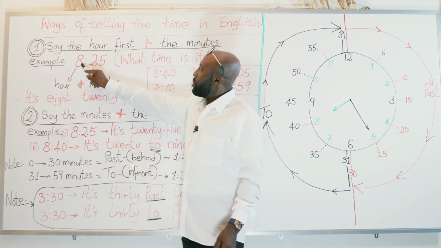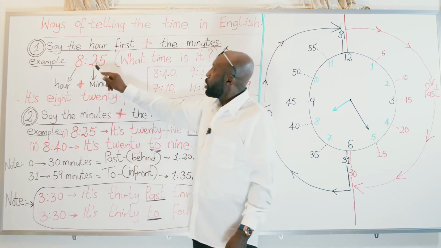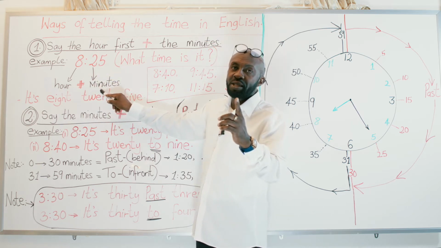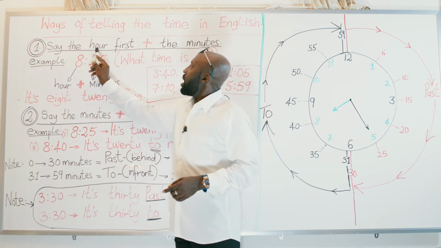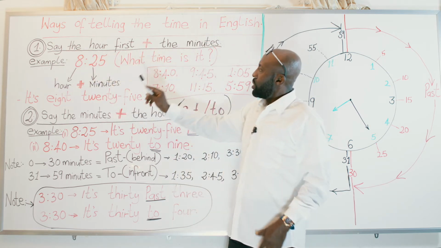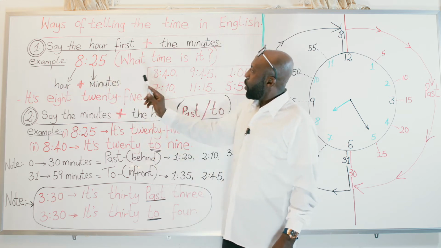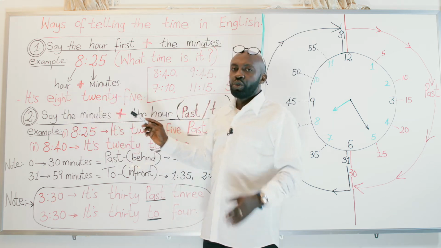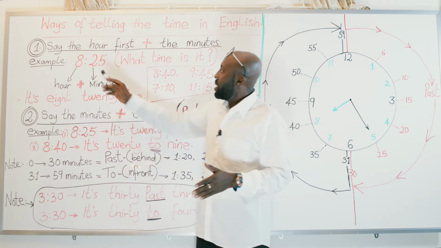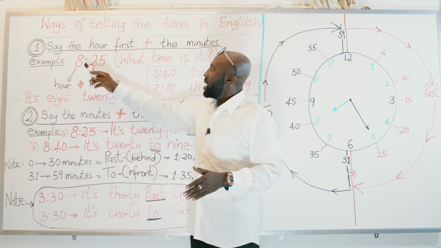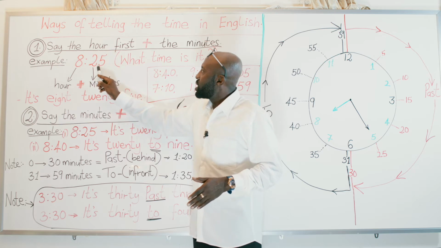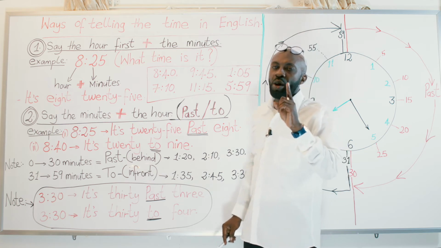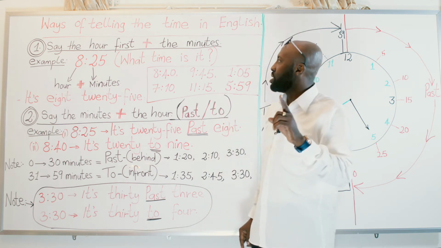So 8 here represents the hour, 25 represents the minute. So in our first way of telling the time, you say the hour first and then the minutes. Here you are going to say it's 8:25. You just say what you see. 8 is the hour, 25 is the minute. Good. That is one way of telling the time in English.